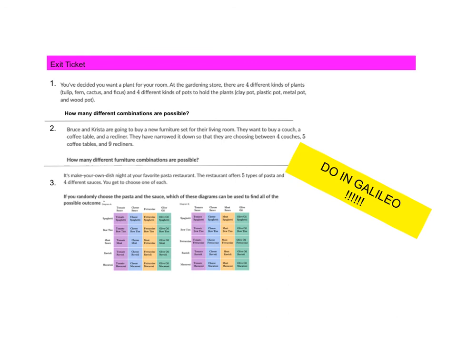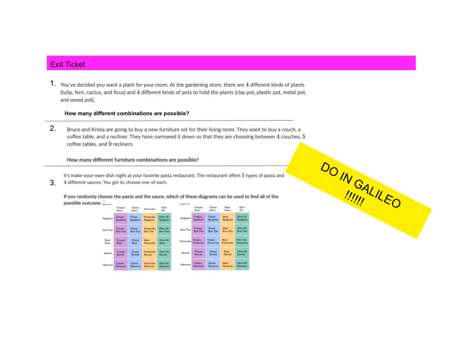Number 2, these people are going to buy some new furniture. They want to buy a couch, a table, and a recliner, so they have 3 different things. They've narrowed it down, so they're choosing between 4 couches, 5 coffee tables, 9 recliners. How many combinations are possible? And then the last one, it says it's make your own dish night at your favorite restaurant. They offer 5 types of pasta, 4 different sauces. You get to choose one of each. Which of these tables would help you find all of the different outcomes? Okay, so you're going to look at these tables closely and decide which one is correct and matches this situation.